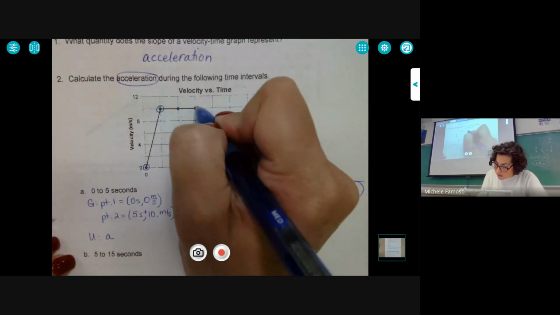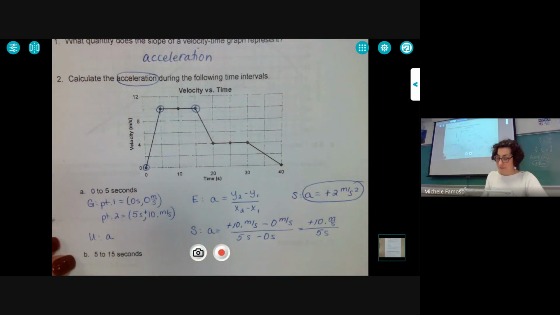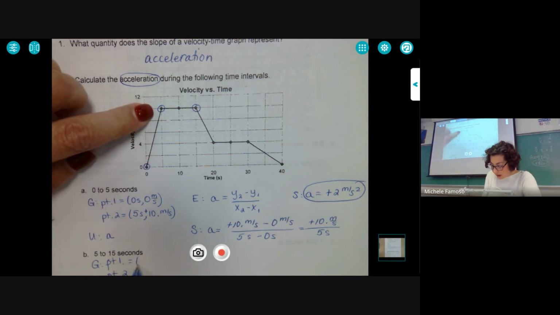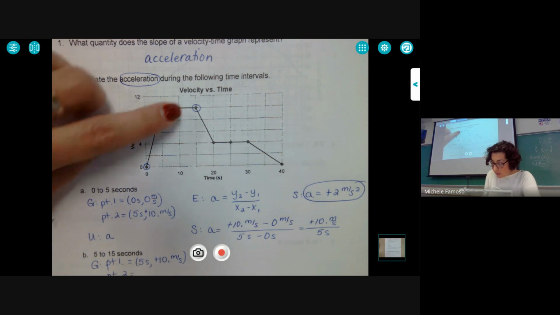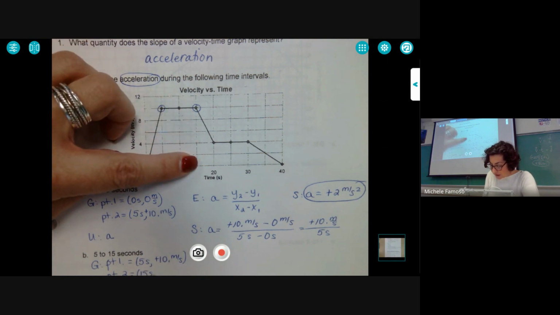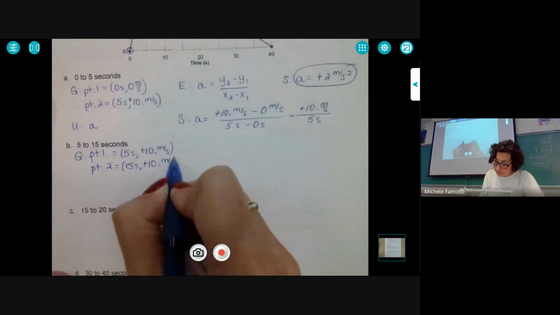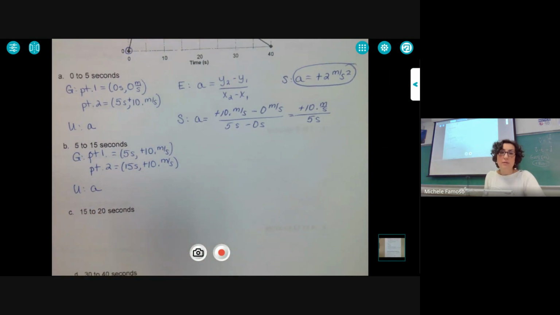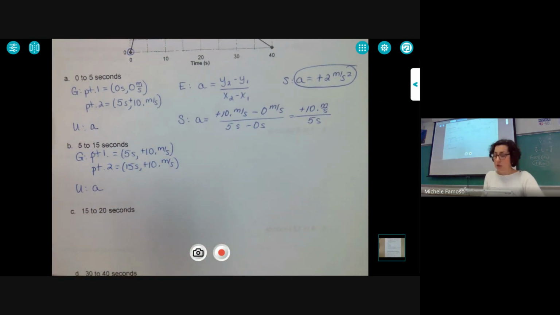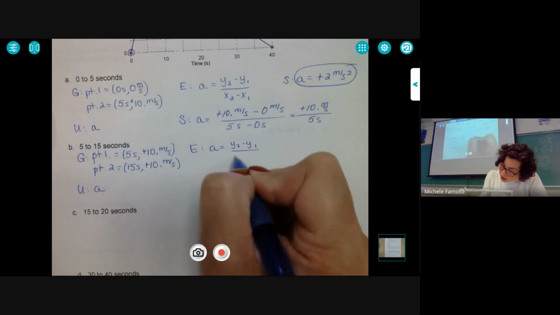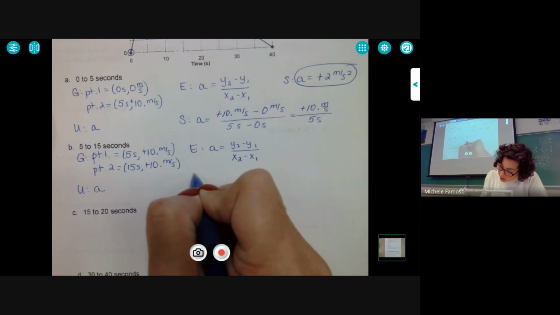Okay, let's now look at 5 to 15 seconds. So there's 5 seconds. There's my 15-second time point. Let's list our givens again. Point 1 was at 5 seconds and positive 10 meters per second. Point 2 is at 15 seconds and positive 10 meters per second. The unknown is acceleration. How do we find acceleration? Use your slope. So the acceleration is y2 minus y1 over x2 minus x1.